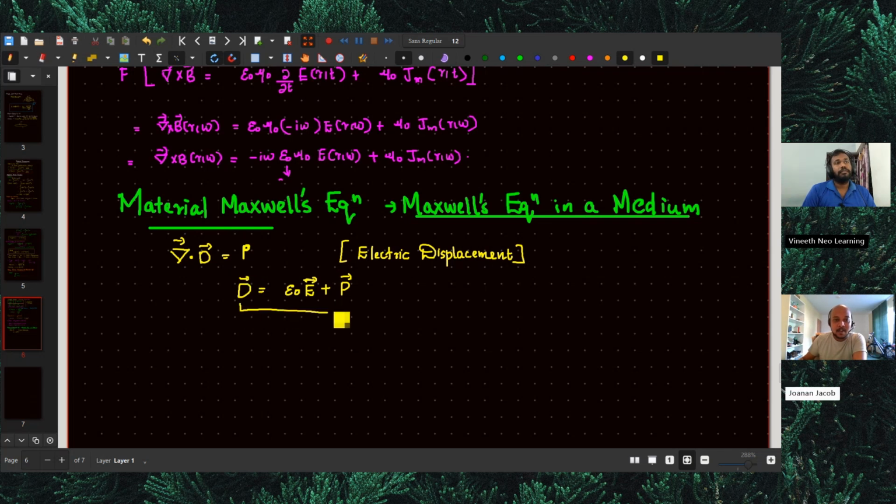Electric displacement. What is the physical significance of D? We can simply say that this D is actually the effect of the electric field inside a material. I will discuss that. I just want to give you a preview of what is to come. Del dot.